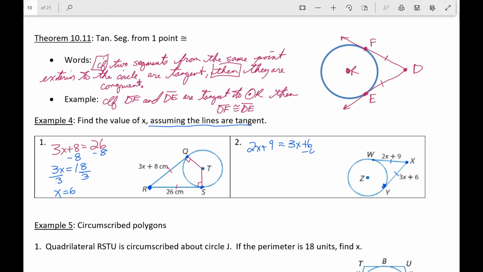I can subtract 6 on each side using the subtraction property of equality. I can subtract 2x on each side using the subtraction property of equality, and I would get 3 is equal to x, and that would solve for x.